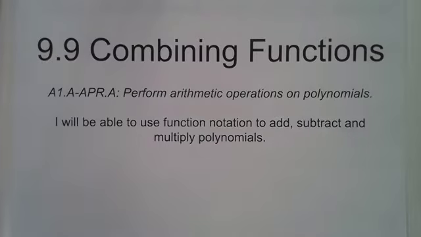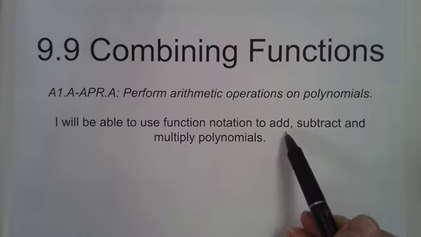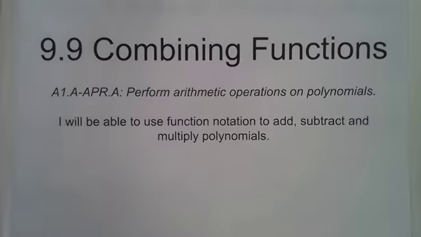All right, this is the very last section. You'll probably notice that we skipped 9.8. I don't know what 9.8 was, but we decided that it wasn't worth it. So 9.9 is basically review. I am pretty sure we have already done this stuff. We are adding and subtracting and multiplying polynomials, and it's basically just learning to use function notation.